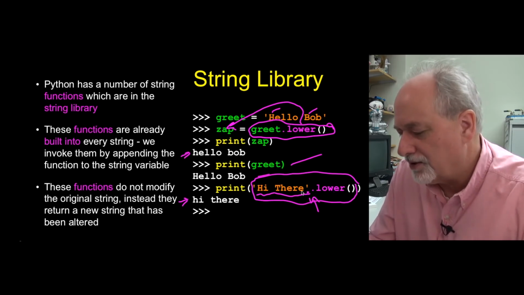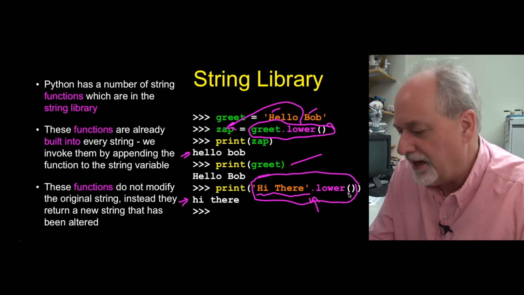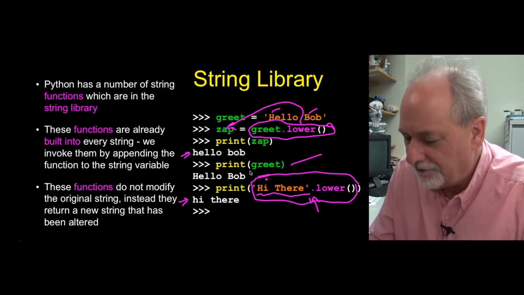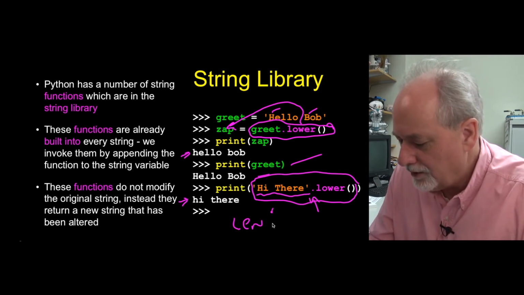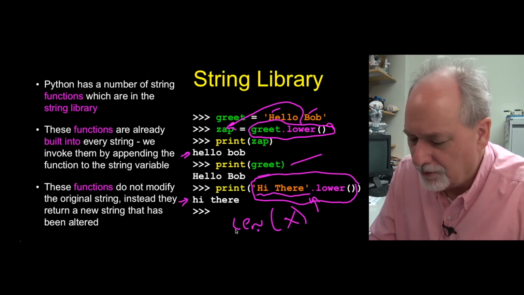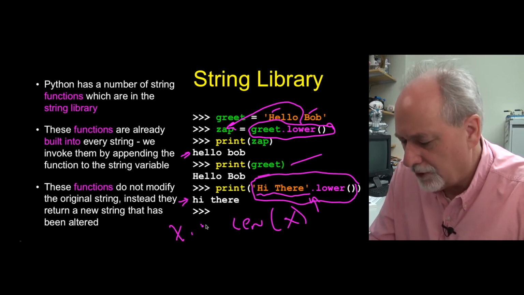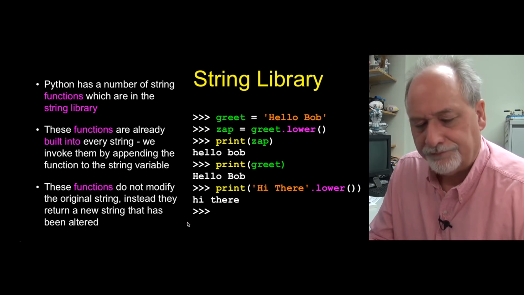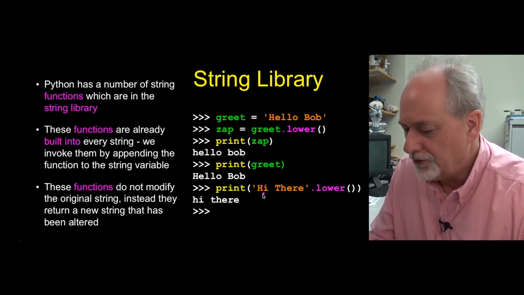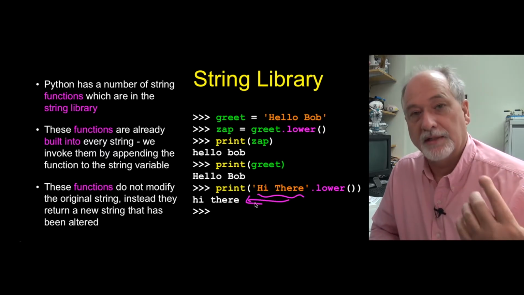It's a function call where you say the thing dot the function name rather than the function name with the thing passed in as a parameter. Len, for example, is non-object oriented. Len of x, that's non-object oriented. Object oriented would be x dot something, parenthesis. But constants are objects as well, and taking the lower gives us back lowercase hi there.